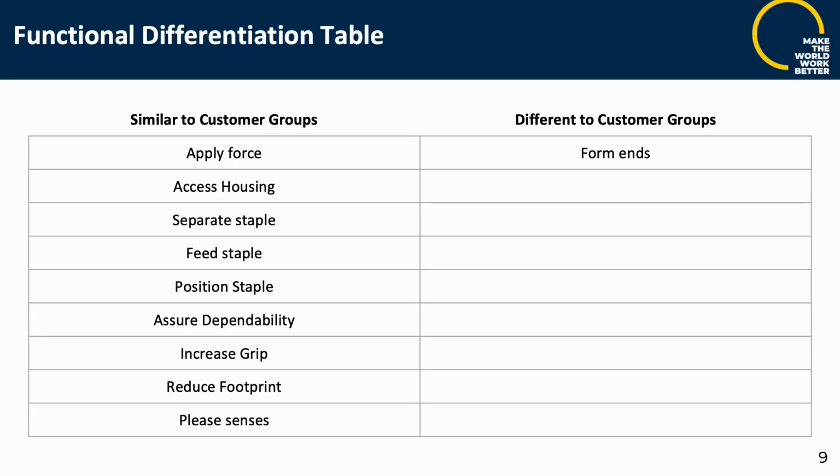Here is the functional differentiation table, which describes the similarities and differences of the product functions. With our two products, most functions are the same for both customer groups, with the only difference being the form ends function, as they staple different materials and have different needs.